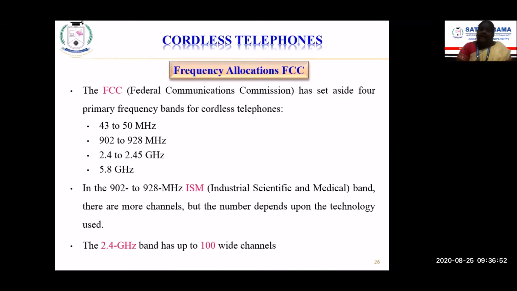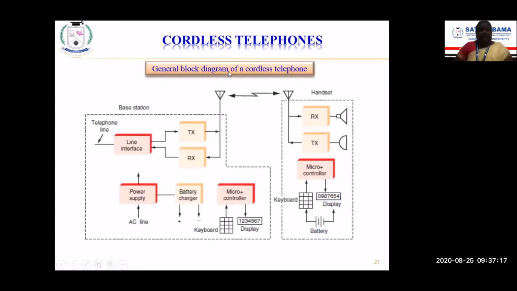And also we have another frequency band of allocation, that is the 2.4 gigahertz band, which can allocate up to 100 wide channels. So that is about the FCC, the Federal Communications Commission, who decides the frequency allocation for all the electronic instruments that we are designing. Okay. Next, we'll move on to the general block diagram of a cordless telephone.